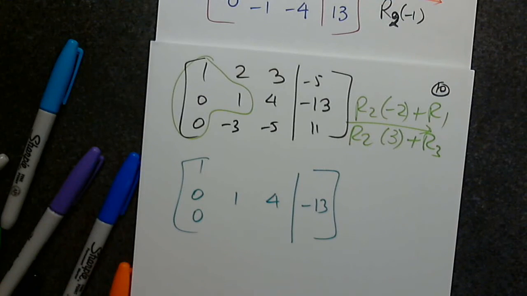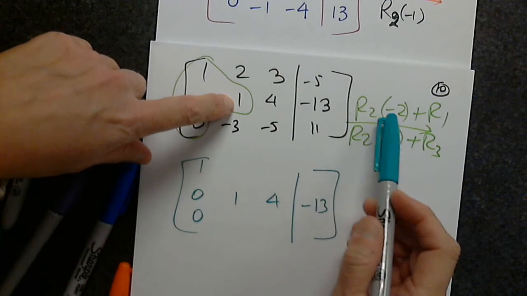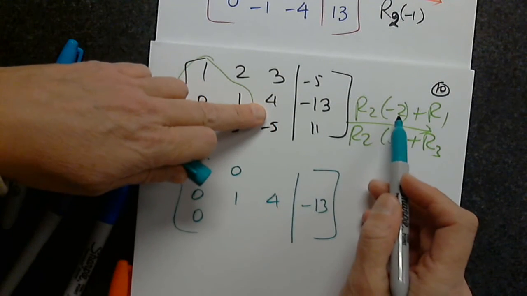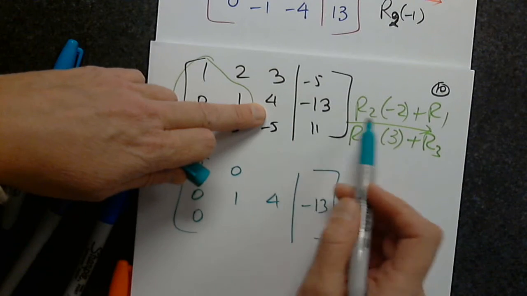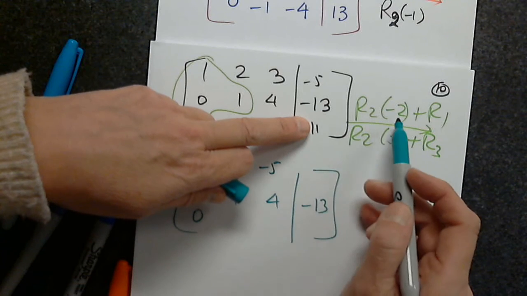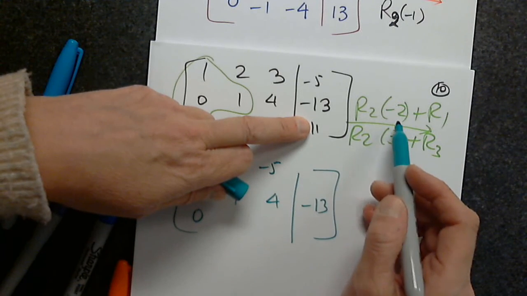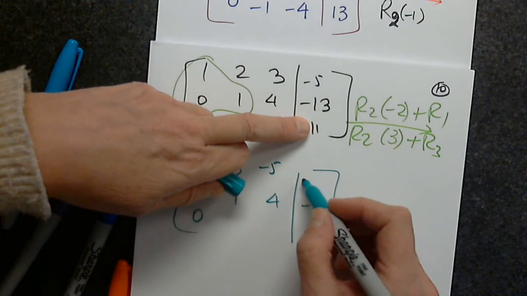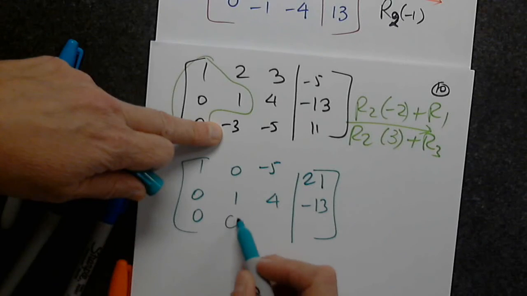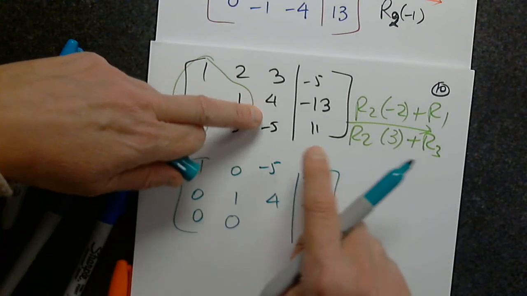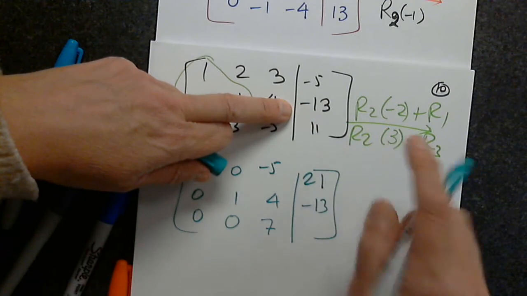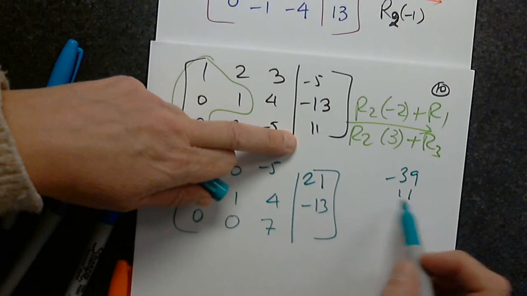Okay, so we multiply by negative 2. 1 times negative 2 plus 2. 4 times negative 2 is negative 8 plus 3, negative 5. Negative 13 times negative 2 is 26. 26 minus 5, 21. 1 times 3 minus 3. 4 times 3 is 12, minus 5, 7. And negative 39 plus 11, negative 28.